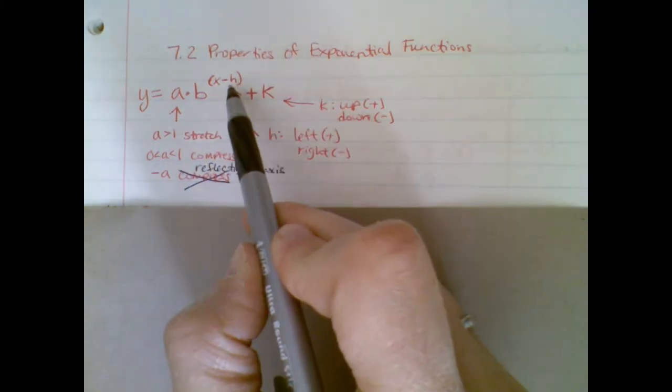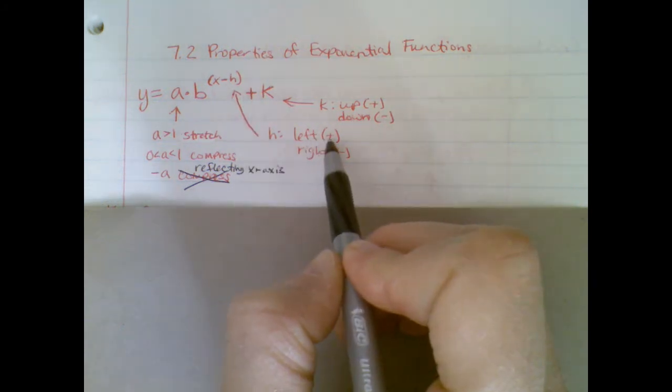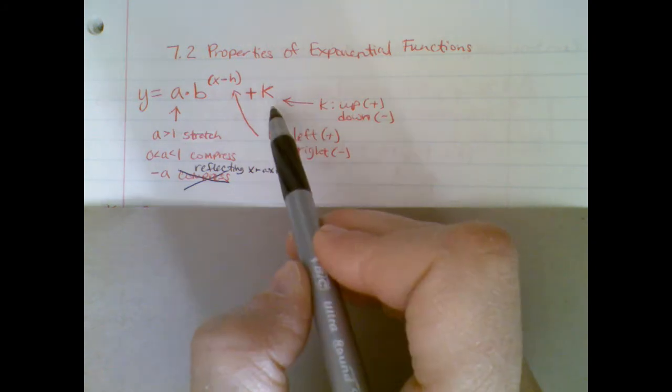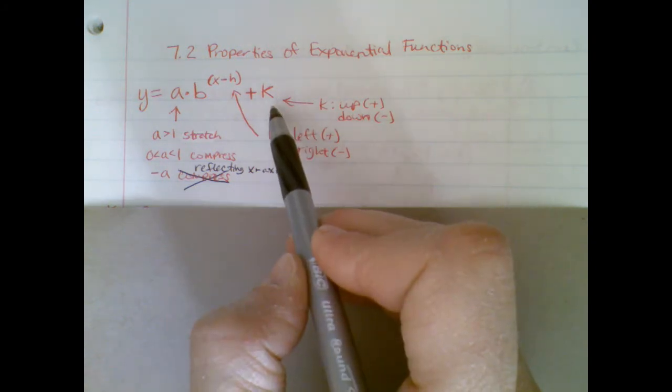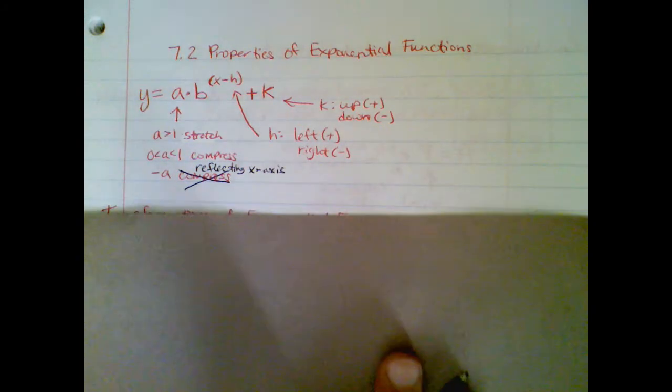The h here is moving it left and right. It's the opposite of what you would think. So if it is a positive number, then it's moving it to the left. If it's a negative number, it's moving it to the right. The k is in charge of moving it up and down. If it's positive, it's going up. And if it is a negative number, it's moving down.